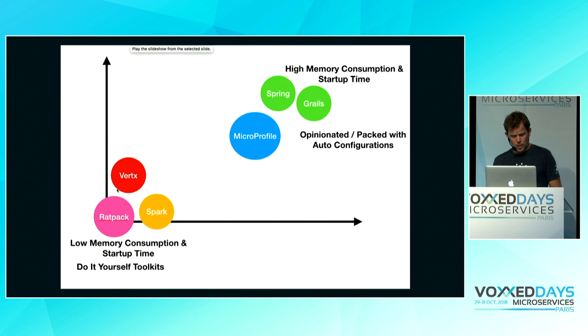Vert.x is really cool, and they're interesting frameworks, but they're very much do-it-yourself: wiring together your components, figuring out how to integrate them with data access. There's no AOP, no dependency injection. The typical patterns that developers are comfortable with from frameworks like Spring and Jakarta EE are not there. So you're left with this choice of either low memory consumption and startup time, or high memory consumption and startup time with more features. And frankly, we thought, why does it have to be this way?